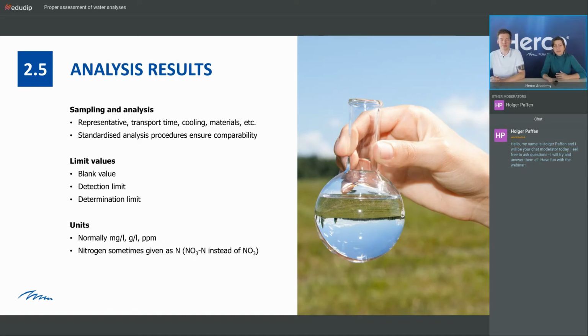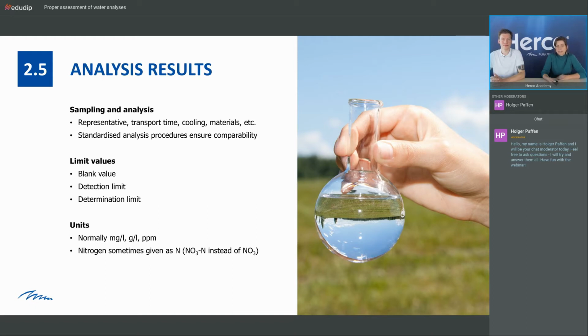What is important here? Sampling has to be representative, so you can have a very good analysis, right? On paper, everything looks good. But if the sampling wasn't done well, let's say for drinking water, you have to let the water run for 10 minutes, for example, in order to get really from the main line and not from water that was standing there for a few hours. Or if transport took too long, if the water sample wasn't cooled during this time, it can be that you get results that are simply not representative and not what you will get afterwards during operation.